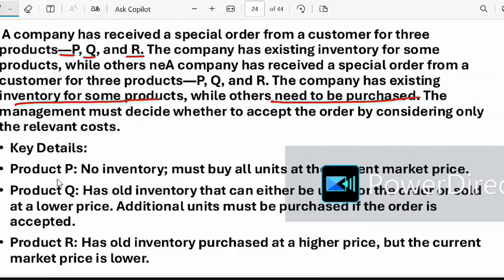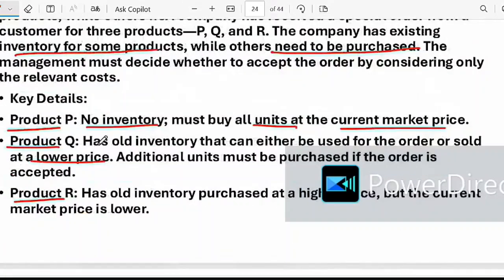Some details they have provided you, right? For product P, no inventory is there. You must buy all units at the current market price. For product Q, it has some old inventory that can either be used for the order or sold at a lower price. Additional units must be purchased if the order is accepted. And product R has old inventory purchased at a higher price, but the current market price is lower. So these are the three conditions, right?